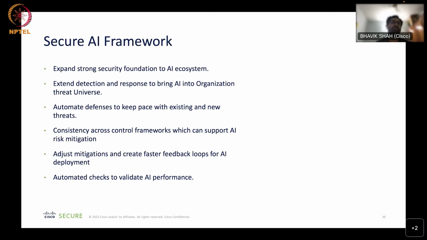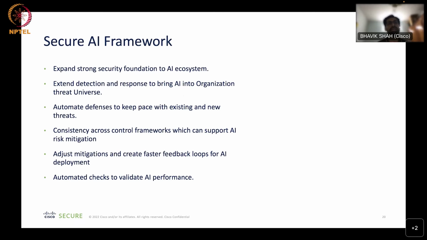So you need to make sure that you automate those defenses, alert the network admins, and create templates for what needs to be done if a particular attack happens, right? And you need to have consistency across the different control frameworks you have deployed for your AI for risk mitigation. When I say consistency, you create different templates. Like I mentioned, if you see a difference in pattern, if you see a particular visitor who is not supposed to visit a particular building, what do you do? So you create those consistency rules across all and feed them to the AI systems, and you adjust the mitigations and create faster feedback loops, right?